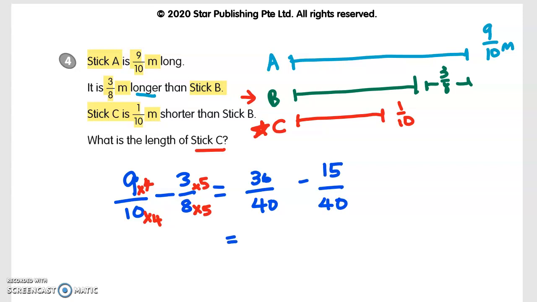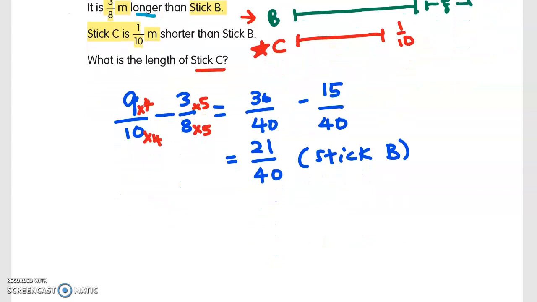And you will find out what is stick B. 36 minus 15 will be 21 out of 40. This is the length for stick B. Once you know the length of stick B, we can move on to stick C. Stick C is 1 out of 10 shorter. So 21 out of 40 minus 1 out of 10.